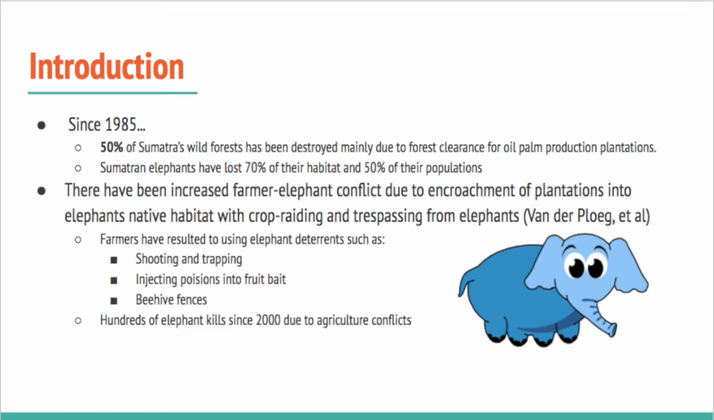Since 1985, 50% of Sumatra's wild forests have been destroyed due to forest clearance for palm oil. This has been very harmful to the area's largest animal, the Sumatran elephant. They have lost around 70% of their natural habitat and their population has declined by 50%. This is due to the loss of natural habitat and increased agricultural human-elephant conflicts, and some of the methods humans have used to deter elephants from their properties are harmful and include shooting, trapping, poisonous bait, and beehive fences.